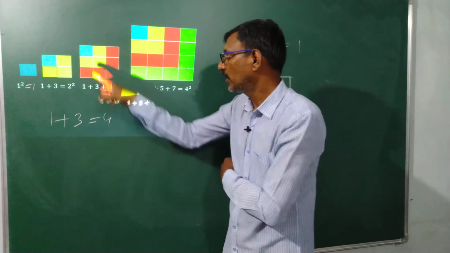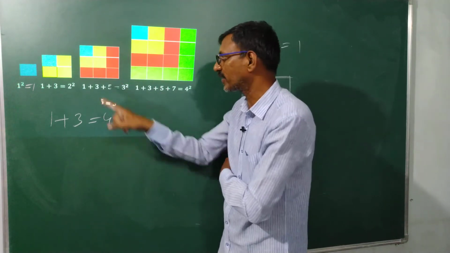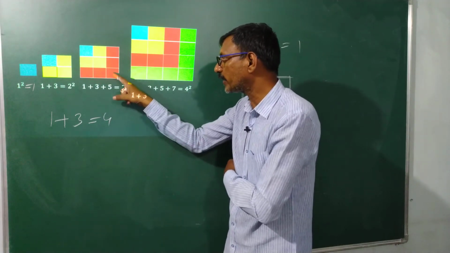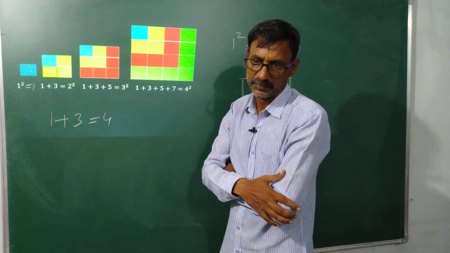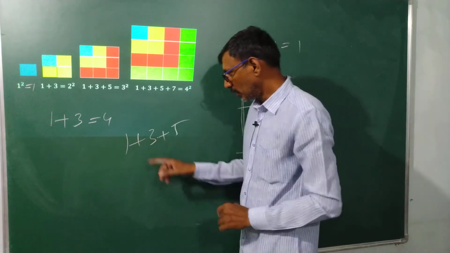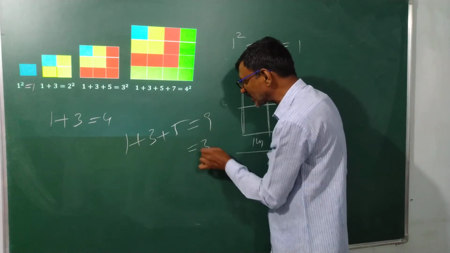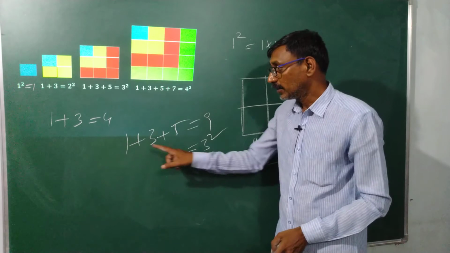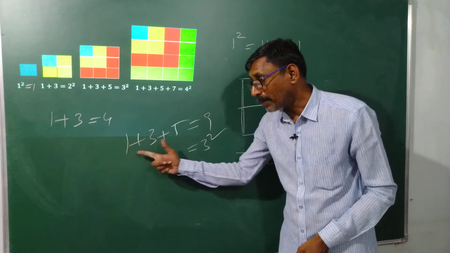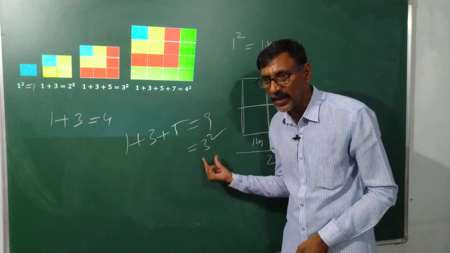Now coming to this. Blue only 1, yellow color squares 1, 2, 3, and red color 1, 2, 3, 4, 5. Am I clear? 1 plus 3 plus 5 is nothing but 9. We can write 3 square. The sum of the first 3 odd numbers is a square number. That is 9, we can write 3 square.